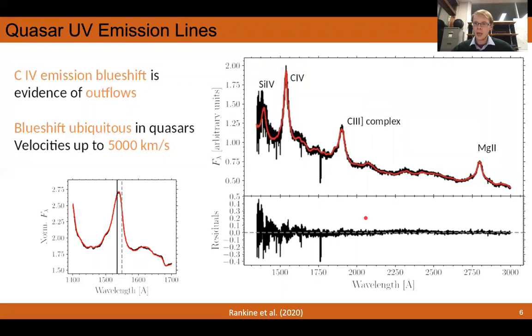And today I'm going to be comparing the dust emission with the properties of the rest frame UV emission lines, and in particular CIV. CIV is a high ionization line which is located at 1550 angstroms. And this line often shows evidence for outflows through skewed asymmetric emission, with an excess of emission in the blue wing, which is believed to be due to material outflowing along the line of sight towards the observer.